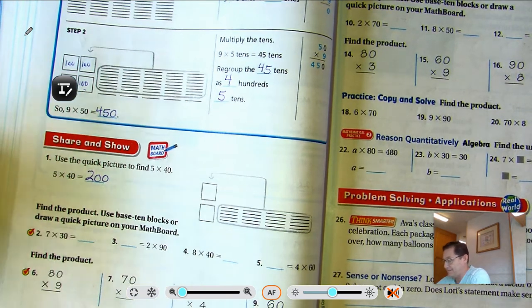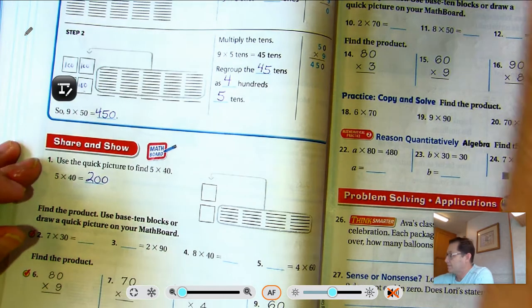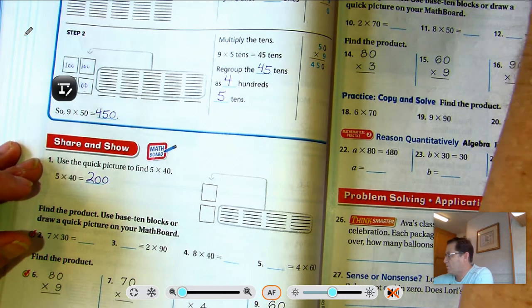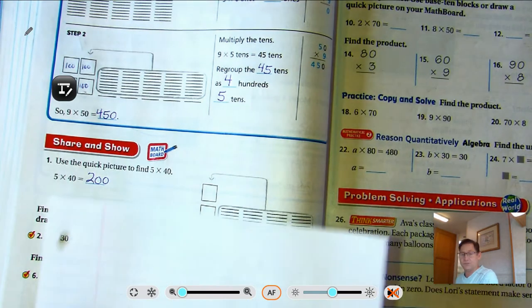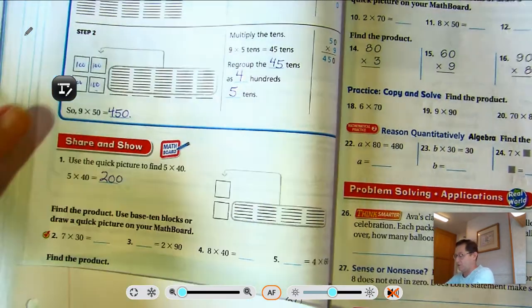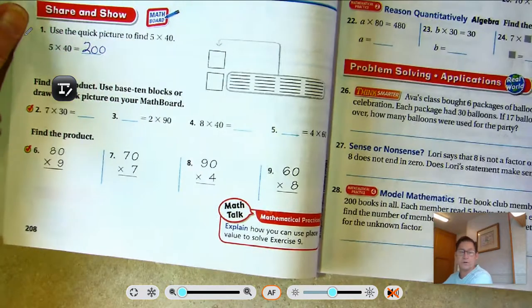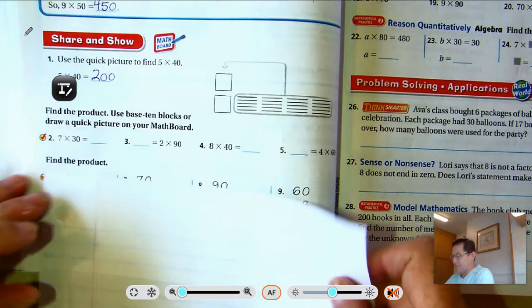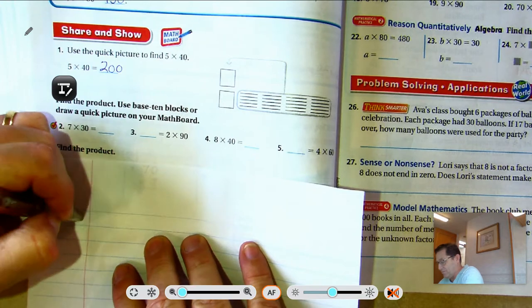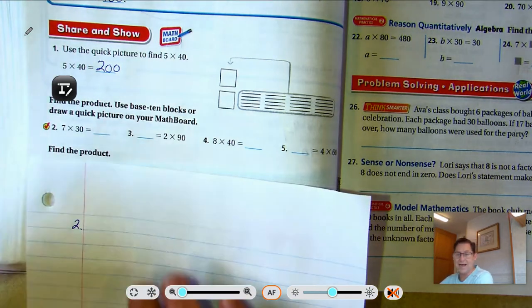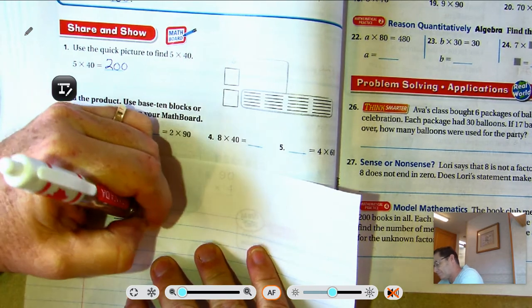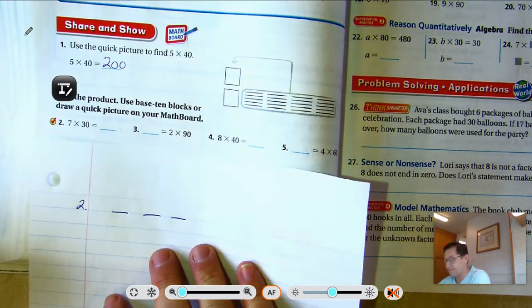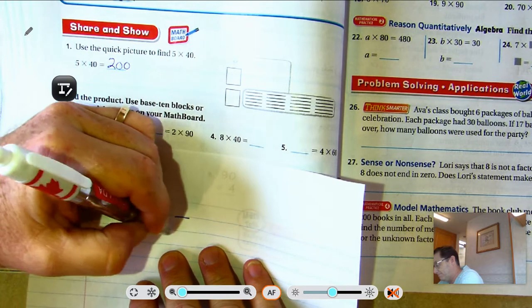7 times 30. So get a piece of paper or a whiteboard so it helps you show your work. And so let's do 7 times 30. It wants us to use base 10 blocks or draw a quick picture. And a quick picture is basically using base 10 blocks. We're just using lines and squares. So 7 sets of 30. All right, so that's 30, and I need 7 sets of them.